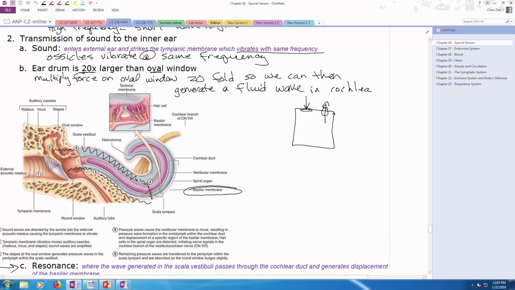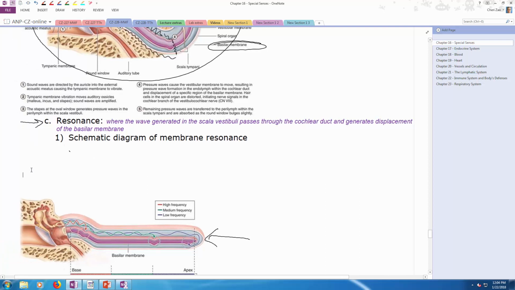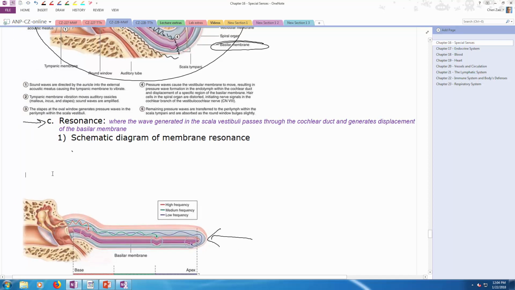This picture right here is meant to show you that we are looking at the cochlea, but we are uncurling it. So let's go ahead and uncurl it ourselves and draw things out. So that's where we have this schematic diagram of the membrane and resonance. So we're going to make a drawing rather similar to this for ourselves. So let me put this here, and let's give us a little bit more space.